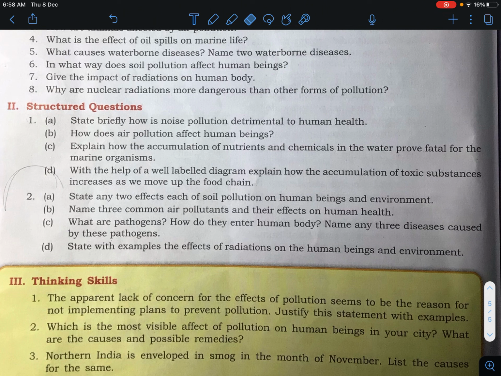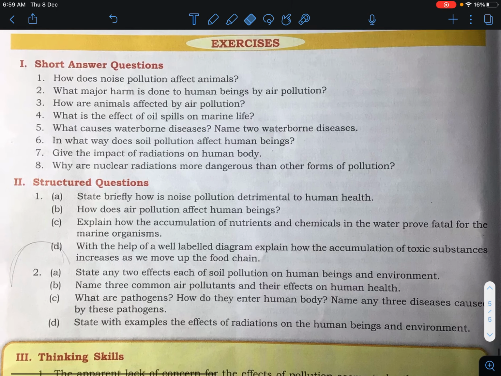Name three common air pollutants and their effects on human health, and what are pathogens and how do they enter, and name three diseases caused by pathogens, and state an example of the effects of radiation on human beings and the environment. I think all the questions are very easy. I think you can do this one.